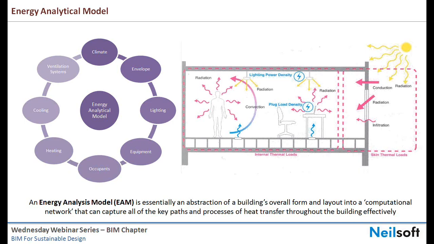Energy analytical model. Revit creates an energy analytical model, or EAM, of the building, which is the abstraction of the building's overall form and layout into a conceptual or computational network, which can capture all of the key paths and processes of heat transfer throughout the building effectively. You can see the different types of parameters which affect the energy analytical model, like climate, envelope, lighting, equipment, occupants, heating, cooling, and ventilation. And we can also see the internal heat distribution in the building or a room or space, and the exterior parts which are affecting the heat ingress or infiltration into the building.